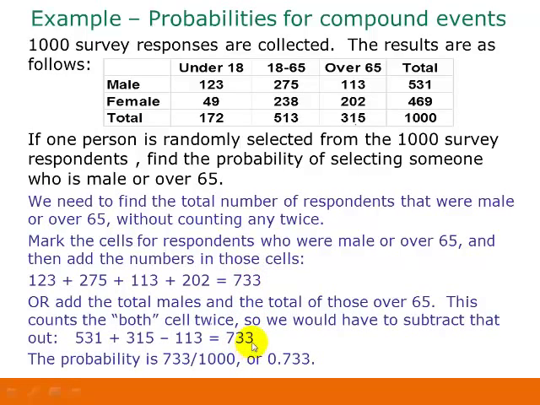So either way we do it, we find that there are 733 responses out of these that were male or over 65. So the probability of selecting someone who's male or over 65 would be 733 divided by the 1,000 total responses, and that would give us 0.733, or 73.3%.